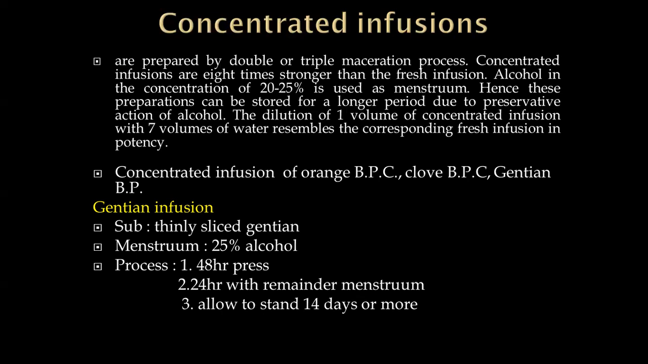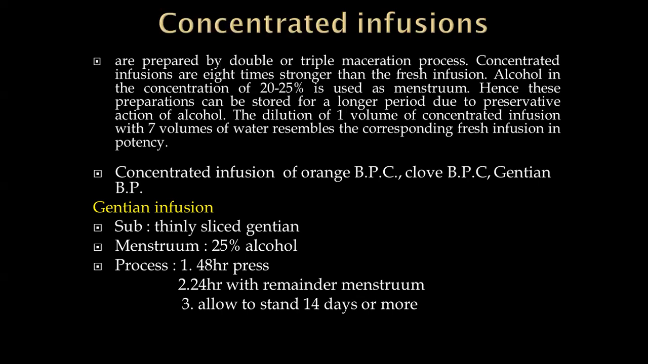Examples are concentrated infusion of orange BPC, British Pharmaceutical Codex, clove BPC, and gentian BP, British Pharmacopoeia. For the gentian infusion, take the thinly sliced gentian and a menstruum of 25% alcohol, pour the menstruum and wait for a period of 48 hours, and then press the marc. Again, you pour some amount of menstruum and leave it for a 24-hour period, and allow it to stand for 14 days. If you find any precipitate, go for filtration and make the preparation.